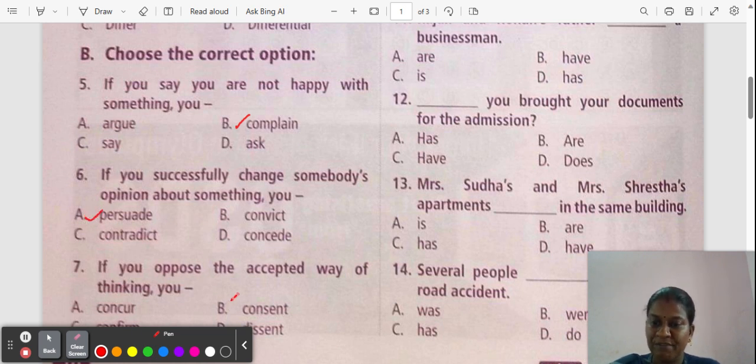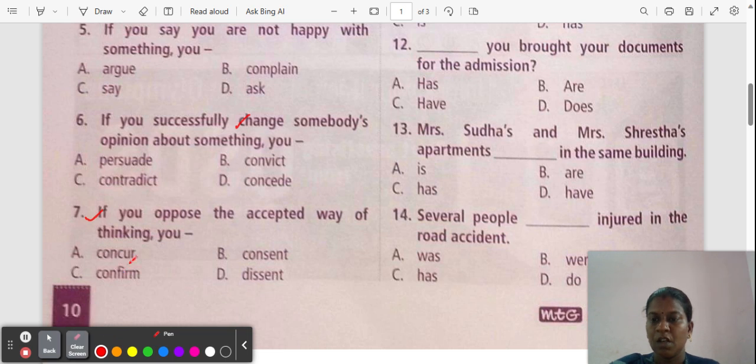Then question number 7. If you oppose the accepted way of thinking, you option A, concur. Option B, consent. Option C, confirm. Option D, dissent. Concur and consent both have the same meaning, to agree. Confirm means to give definite confirmation. Then option D is dissent, to have opinions that are different from those that are officially held. So option D is the correct answer.